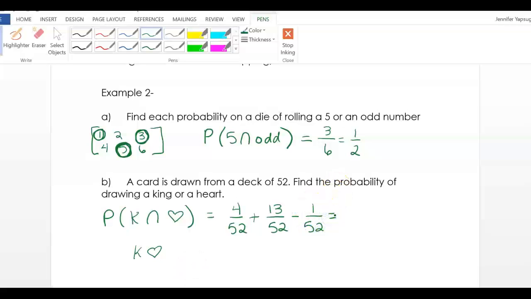And then I'm going to go ahead and go across. So I've got 4 plus 13 is 17, minus 1 is going to be 16 out of 52. And then I look and see if I can simplify that. So I could divide that by 4. So that would give me an answer of 4, and that would give me an answer of 13. So my final answer would be 4/13 would be the probability. All right, so you have some practice to complete on IXL, and this will go over both mutually exclusive and inclusive or overlapping events.